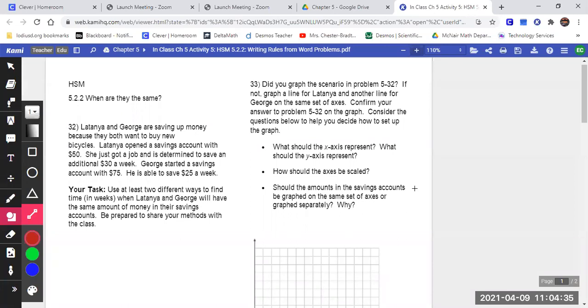Where the lines intersect have an actual meaning to them. And that meaning is what's the value in the whole thing.